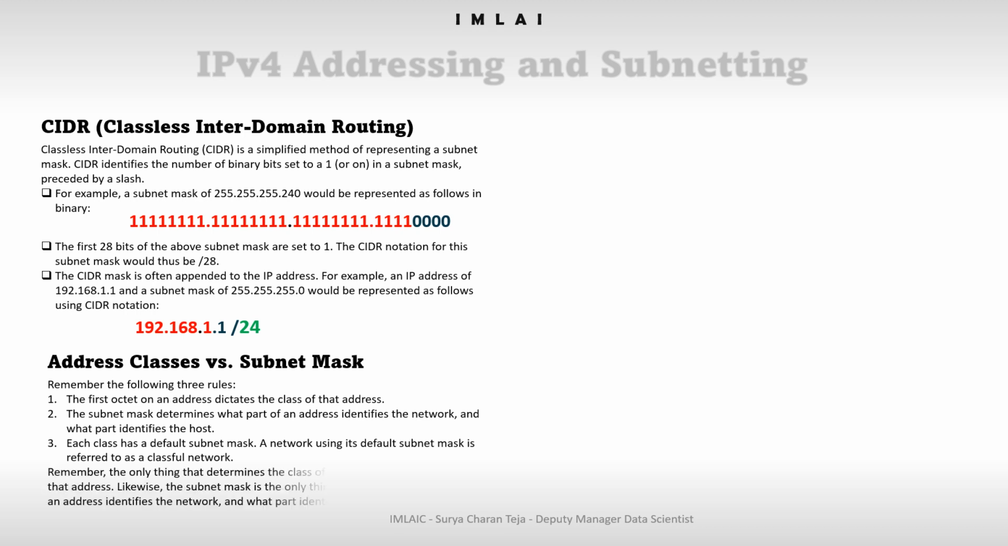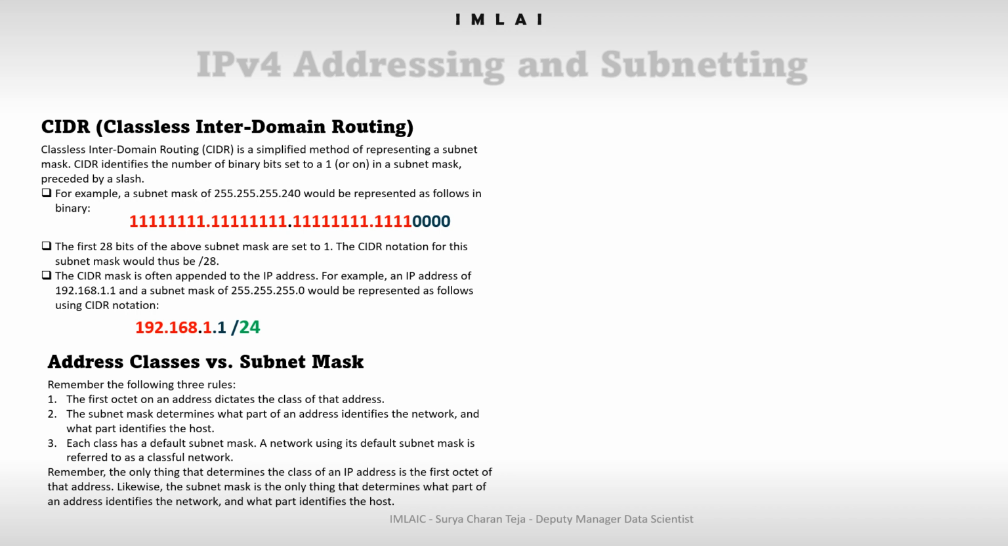So remember, always remember, the only thing that determines the class of an IP address is the first octet of the address. Likewise, the subnet mask is the only thing that determines what part of an address identifies the network and what part identifies the host.